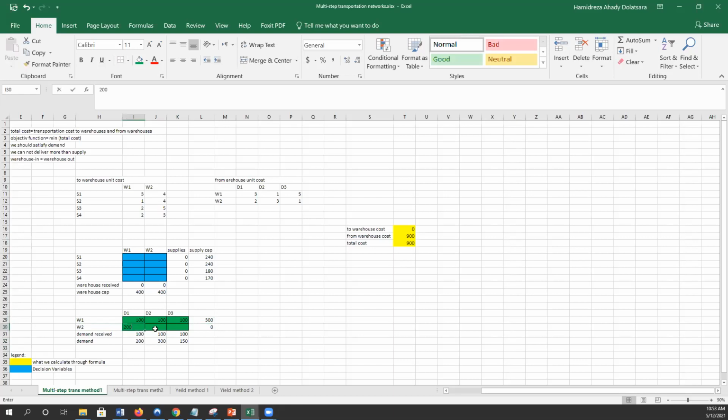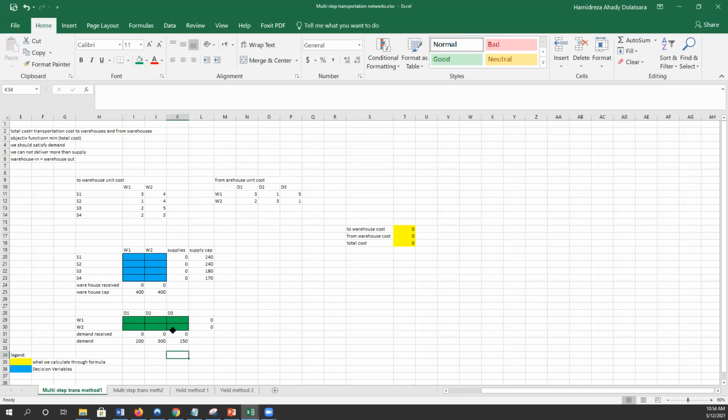Let's just make it 200, 100. Look at these two. Let's just change it to this one, 200. Look at here, from warehouse 2, the summation of all the things that I sent from warehouse 2 is 500. That doesn't make sense because the capacity is 400. I cannot send more than 400. So that should be drawing decision variables.